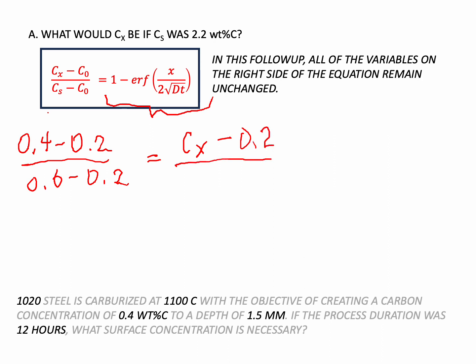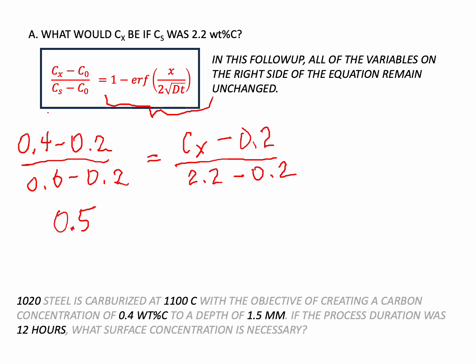But we're changing C sub s to 2.2. So I don't have to use the error function table. I don't have to start from the beginning. My left side of the equation here is 0.2 over 0.4, so this is about 0.5. I think we had a 0.848 or something.